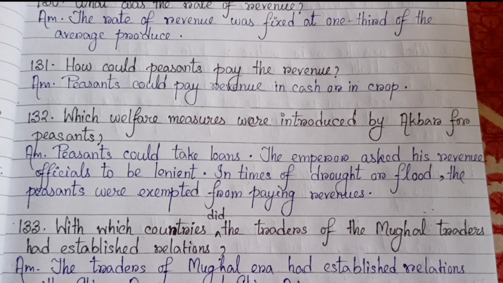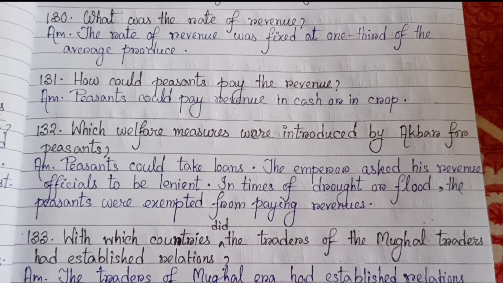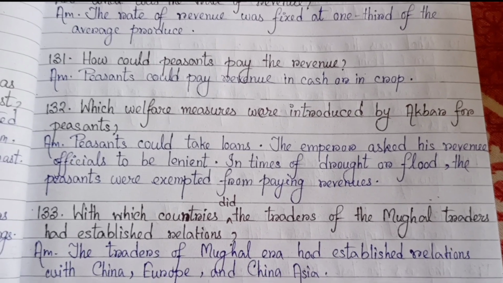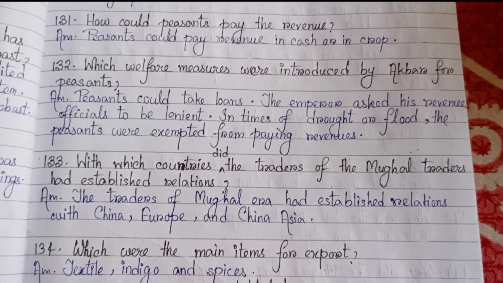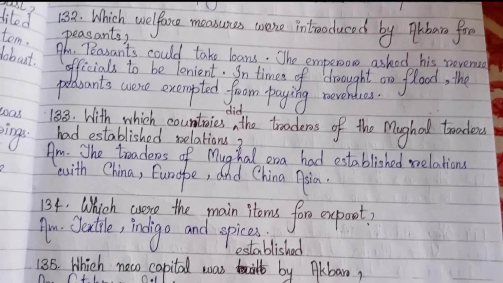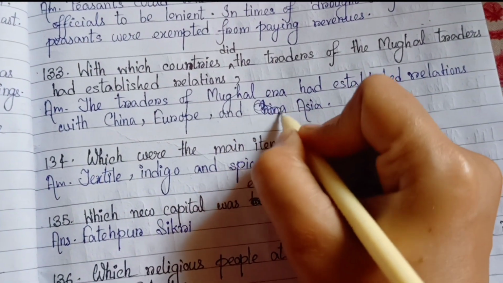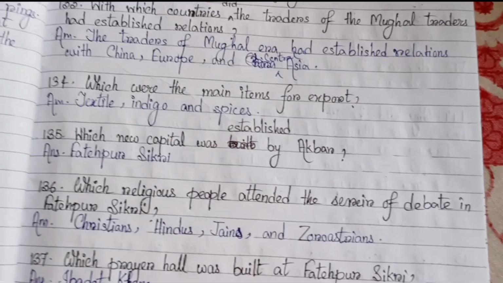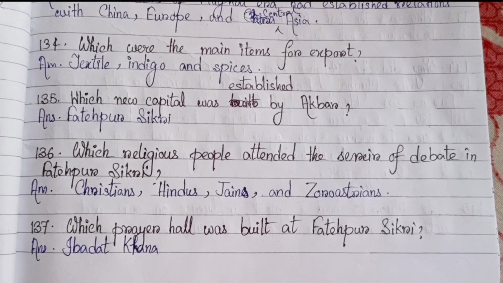Which welfare measures were introduced by Akbar for peasants? Peasants could take loans. The emperor asked his revenue officials to be lenient. In times of drought or flood, the peasants were exempted from paying revenues. With which countries had the Mughal traders established relations? The traders of the Mughal era had established relations with China, Europe and Central Asia. Okay, number 134. Which were the main items for export? Textile, indigo, and spices.